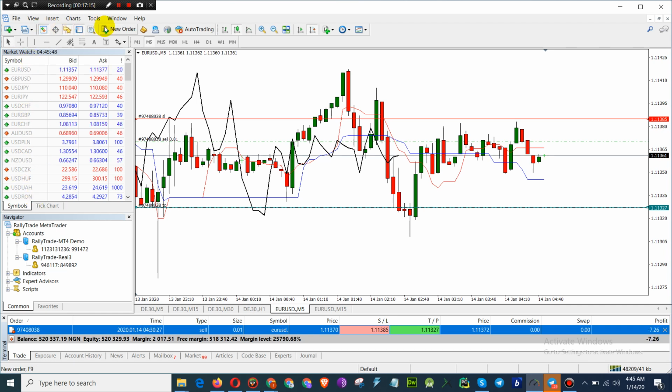So a shortcut of placing this order is here. There is also a shortcut here, but here you can only buy or sell. You can't do as much as here. But this is a shortcut. All right. And this is your time frame.